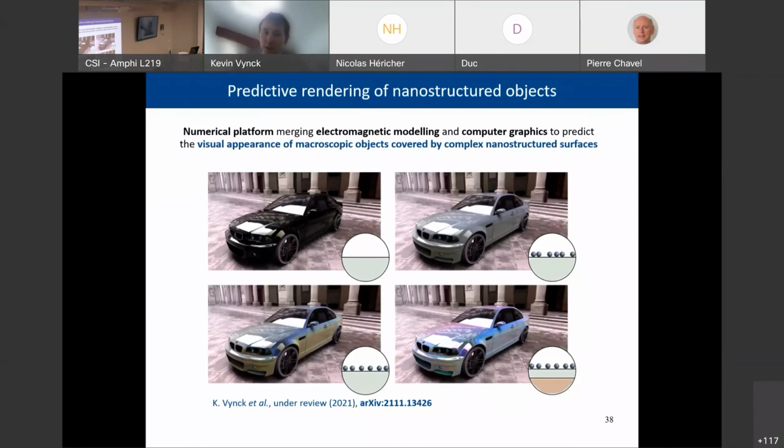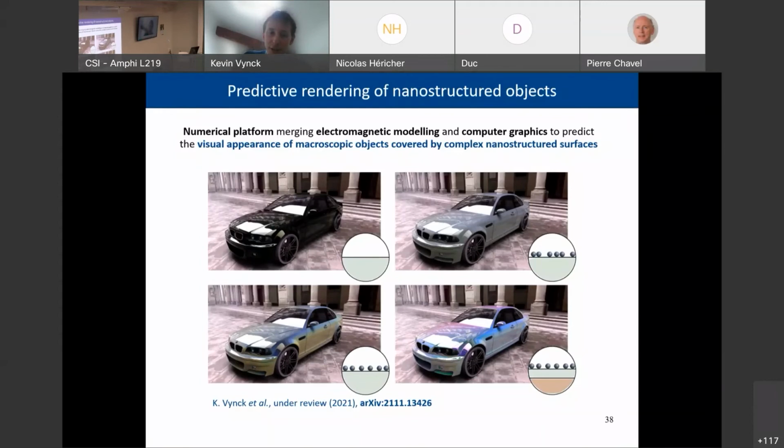And why is this interesting? Because we can simply, very simply, change the parameters at the nanoscale and observe at the macroscopic scale, via synthetic images, how those changes impact the visual appearance of the object. And we have found some very interesting visual effects that I will present in the last minutes of this presentation.